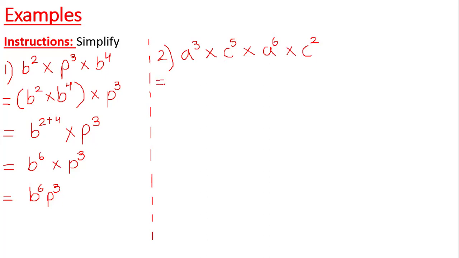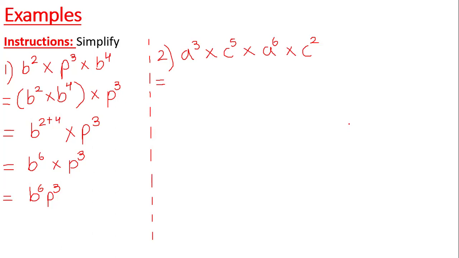Okay, with that being said, how are we going to do this? Kamaya, how are we going to do this? What do you think we're going to do? Kamaya Ferguson, are you there? Yes, sir. How are we going to answer this? First, we do the a to the power 3 times a to the power 6.